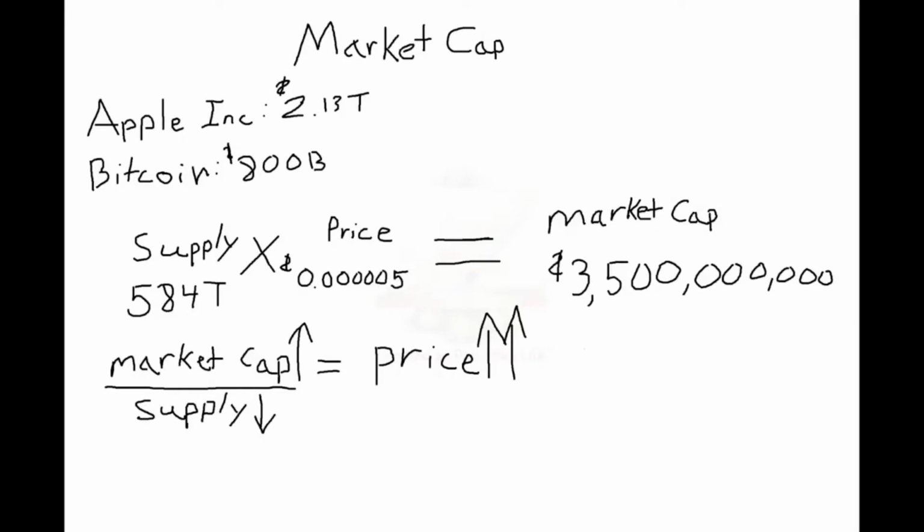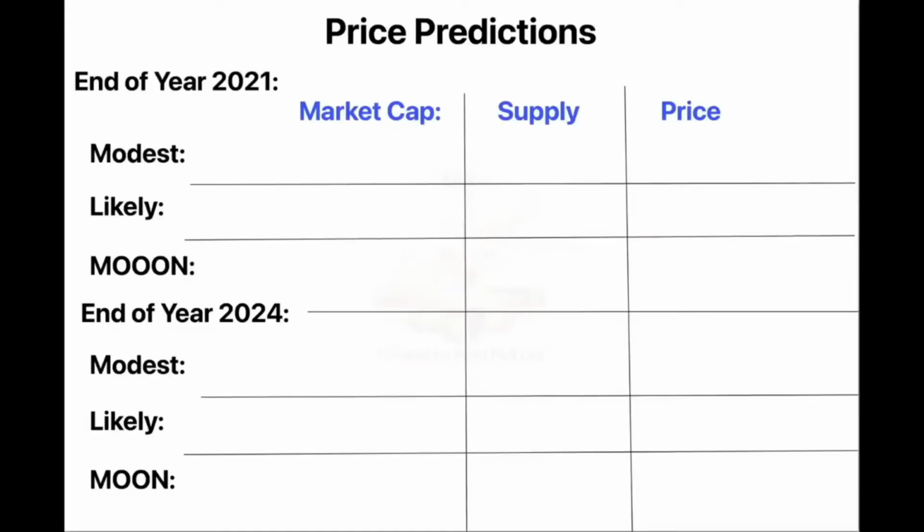Okay, so again, for my end of year price predictions, I have 3 categories: modest, likely, and moon. Modest being the modest approach, likely being what I believe will probably happen, and the moon being what I would want to have happened, but I'm not going to throw all my eggs in that basket. Okay, so for my modest approach, I believe we will have a market cap of around $15 billion, a supply of 500 trillion, and a price of 0.00003, or a 600% change from right now.